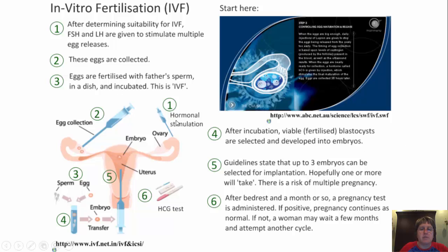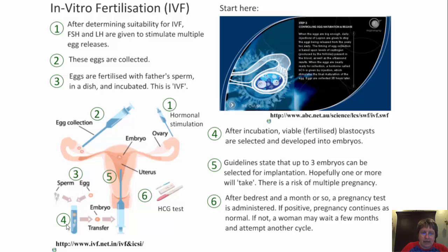So here, looking at our picture, we've stimulated the ovary with the hormones FSH and LH. That has made many eggs pop out, and we will harvest them, and then we will combine the egg and the sperm together and inoculate them, let them sit. And after incubation, we hopefully will have a viable or fertilized blastocyst. A blastocyst is a zygote that has progressed past a multicellular part. Blastocysts are typically between 8 and 16 cells. And so those blastocysts would be selected and developed into embryos.